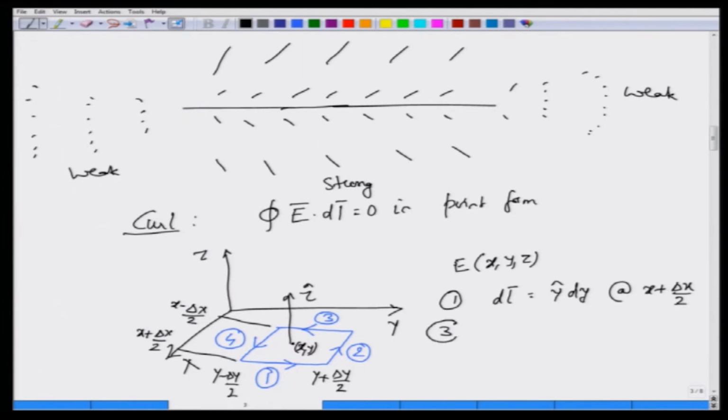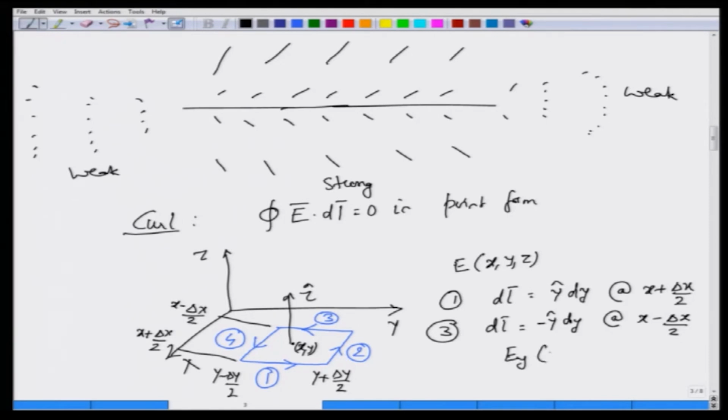Along path 3, the line element will be directed along the minus y direction. This is opposite to the path 1 direction, so it will be minus y hat dy. What is the value of x here? It is x minus delta x by 2. On these paths no other component of electric field is required except the component along y. So you want Ey on paths 1 and 2. At these two paths you want to evaluate Ey.